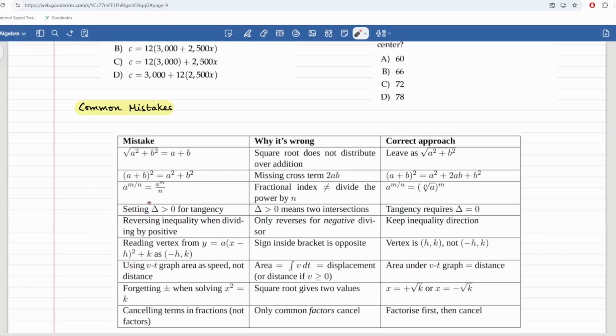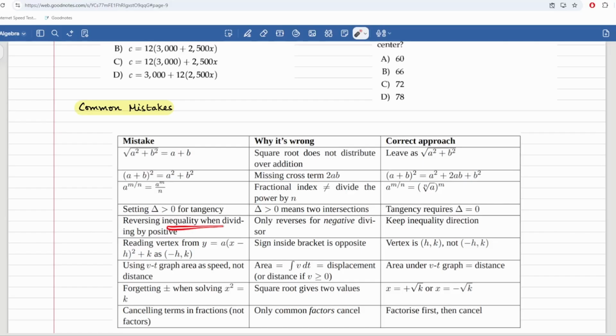a to the power m by n is equal to a to the power m by n. Yeah, so this happens when you are hurrying along a problem. All right, if you miss that a in the denominator, gone. Entire sum will be wrong. You cannot set discriminant greater than 0 for tangency. Greater than 0 means there are 2 points of intersection. Equal to 0 means the tangent touches the curve at exactly 1 point, and less than 0 means the curves do not touch.